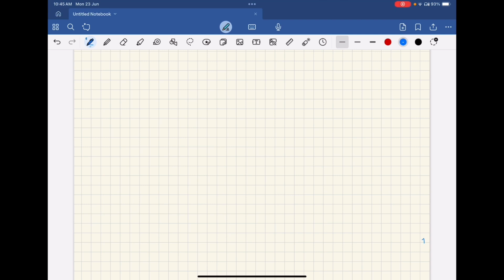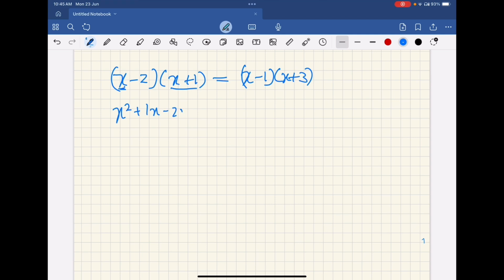So the third question is x minus 2 times x plus 1, which is given equal to x minus 1 times x plus 3. So now let us multiply x with x plus 1. So x into x is x square. X into plus 1 is plus 1x. Now minus 2 into x is minus 2x. Minus 2 into plus 1 is minus 2.